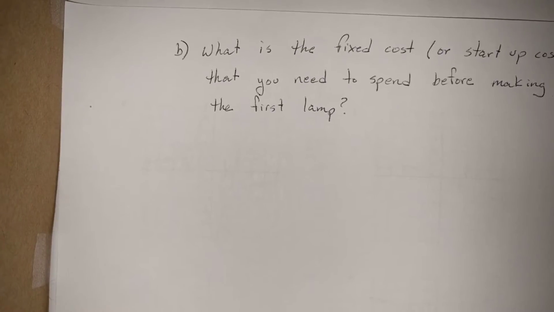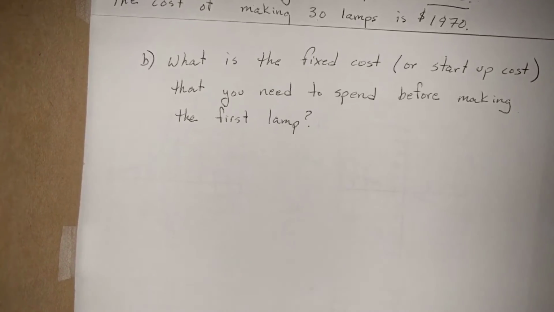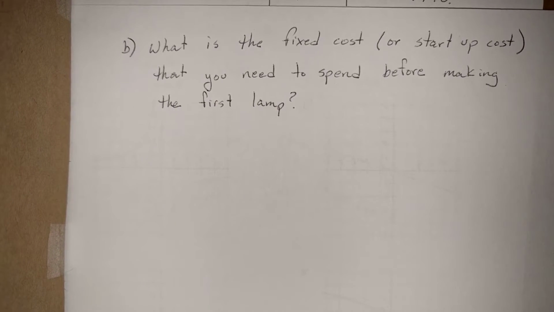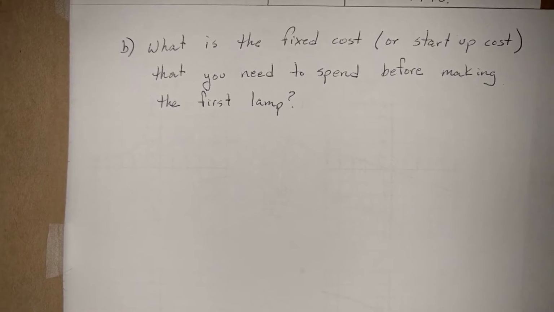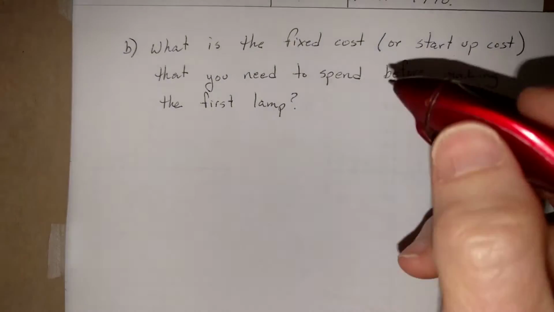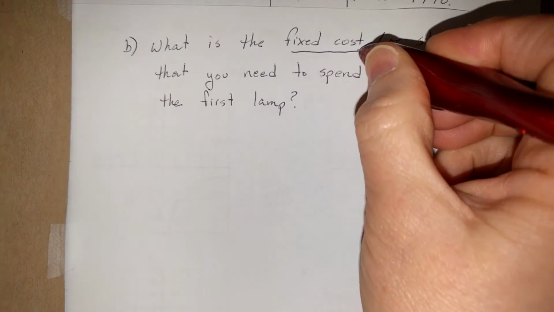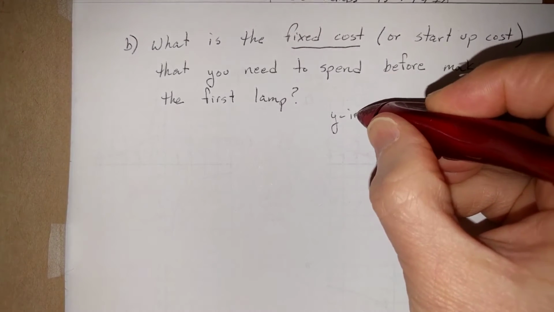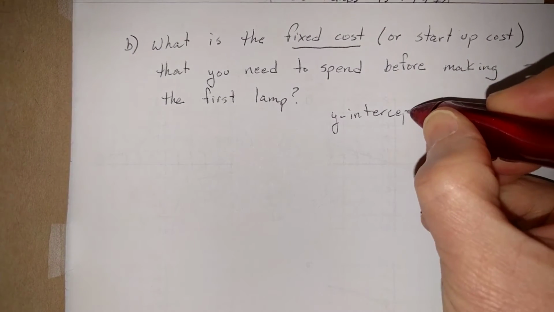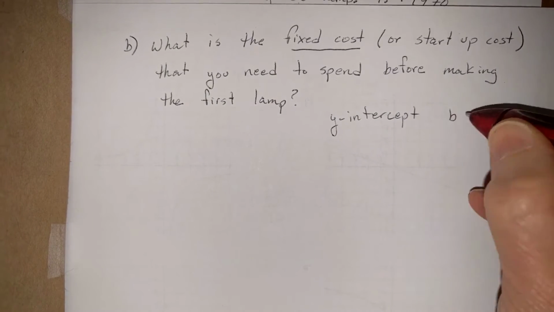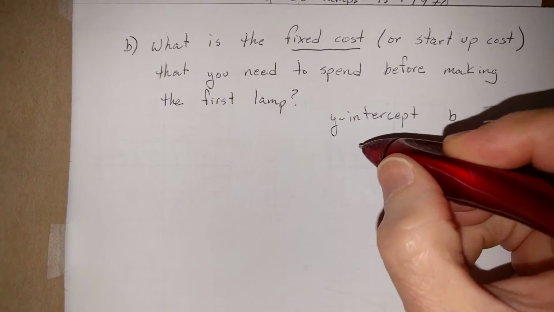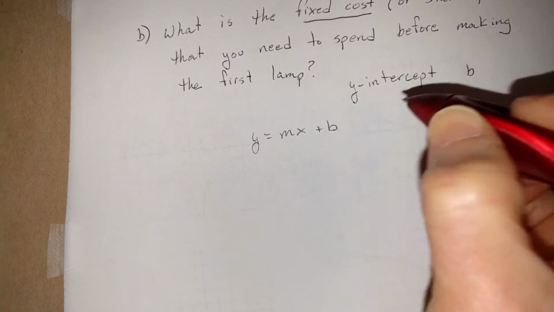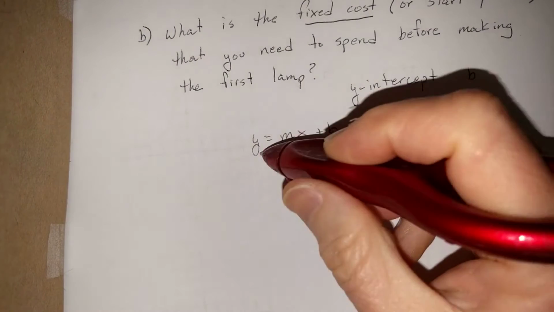Next, we're asked, what is the fixed cost or the startup cost that you need to spend before making your first lamp? Well, this is the fixed cost, is also the y-intercept. We also call it b in our linear equation. y equals mx plus b. We just found m, our slope.